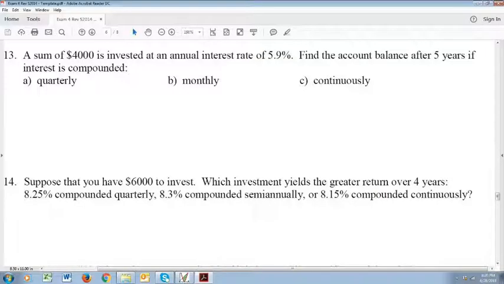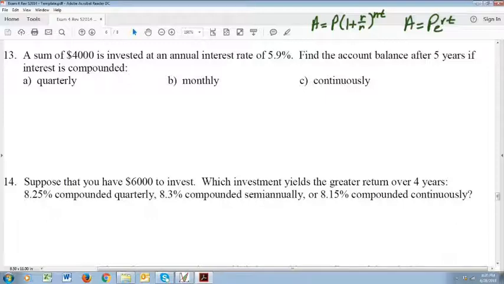Alright, so it says a sum of $4,000 is invested at an annual interest rate of 5.9%. Find the account balance after 5 years if interest is compounded, for A it'll be quarterly. So notice the 4,000. Well, first of all, let me write our formulas down. This is our formula for compounded interest when the interest is applied n times per year. And then we have the Pert formula, which is for continuous interest.